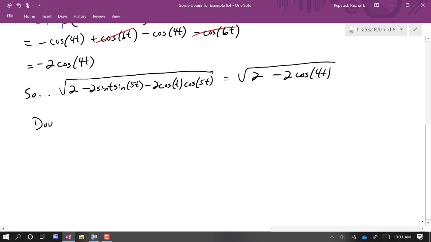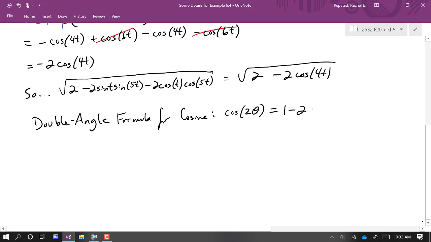the easiest, the most straightforward place to start is to use this version, that cosine 2 theta is equal to 1 minus 2 sine squared theta. So now I'm going to use that on this expression here.